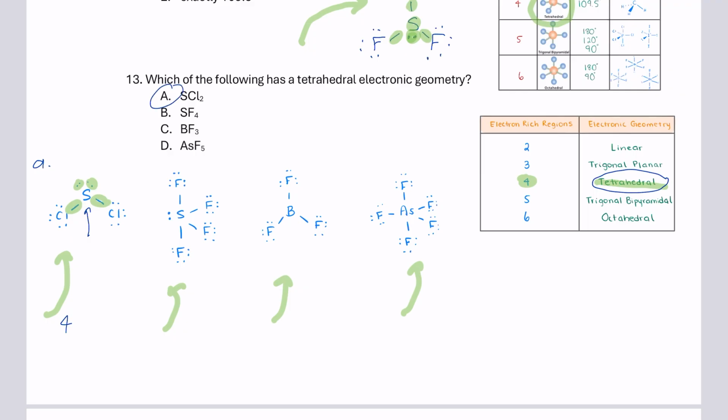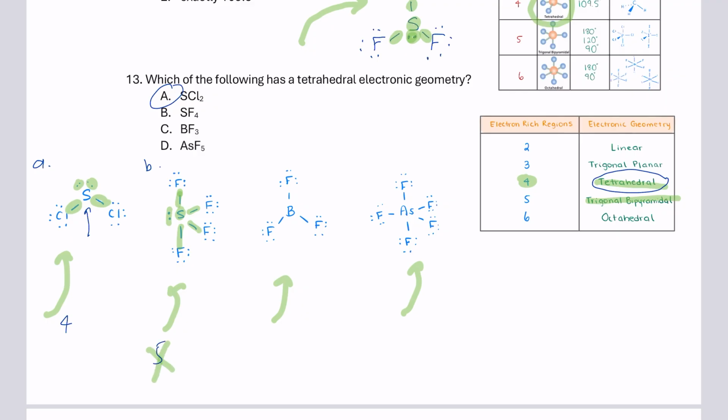B is shown right here. The central atom is also sulfur. It's surrounded by 1, 2, 3, 4, 5 electron-rich regions. That means it's going to have an electronic geometry of trigonal bipyramidal, which is not what we're looking for.